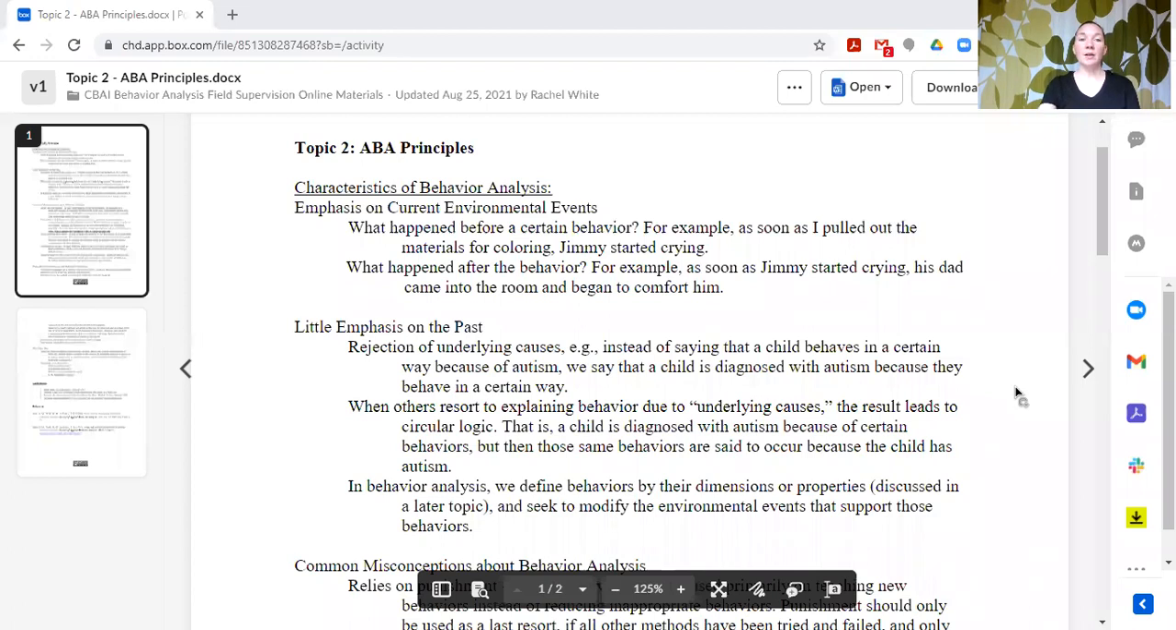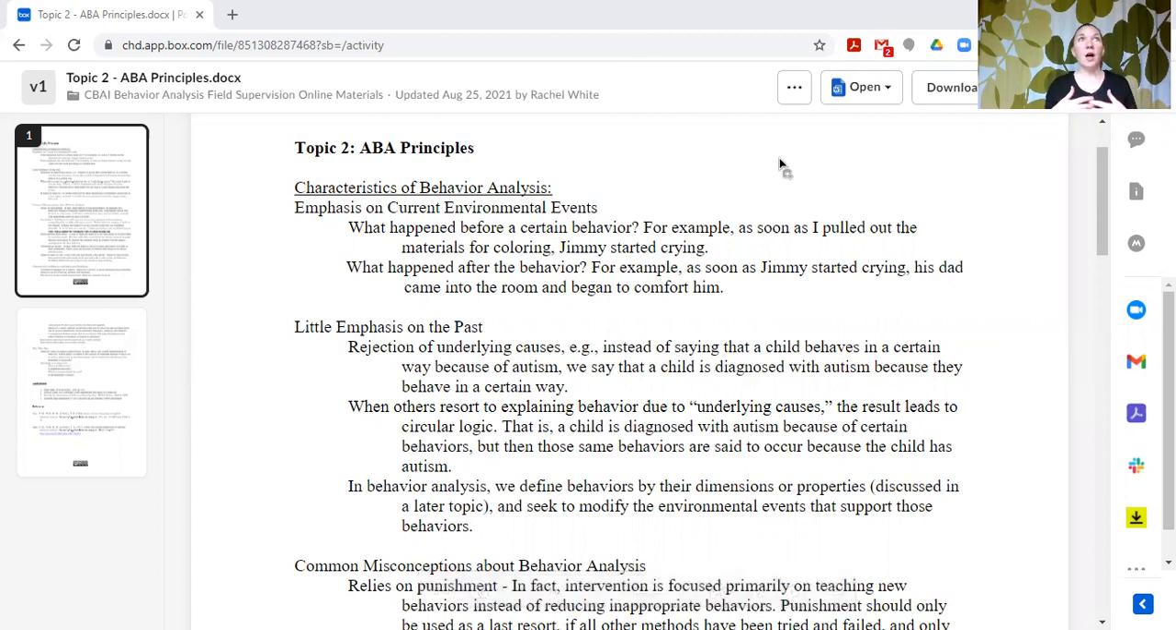So when we talk about behavior analysis, we want to talk about what our focus is. There's a lot of misunderstanding and miscommunication when we talk about ABA, applied behavior analysis, and the principles that underlie ABA. So first of all, let's talk about the characteristics of behavior analysis.